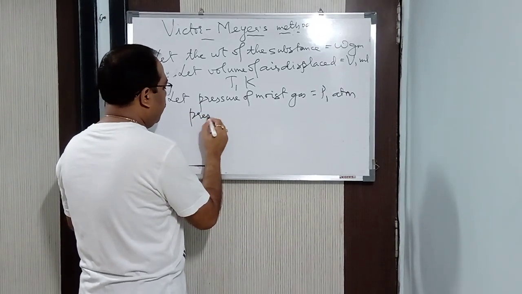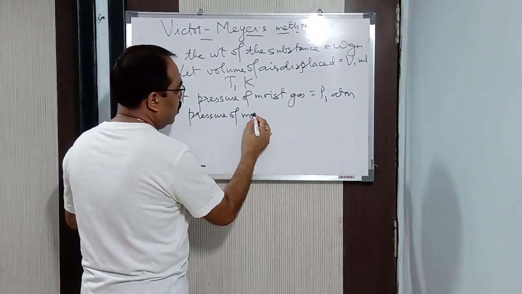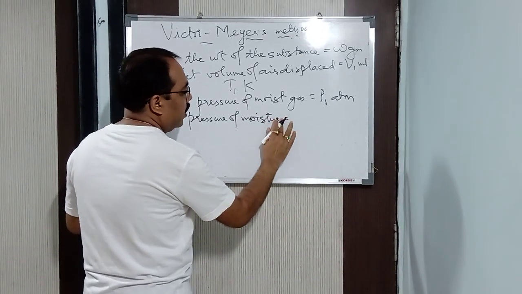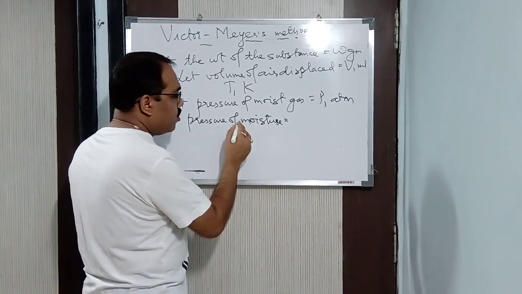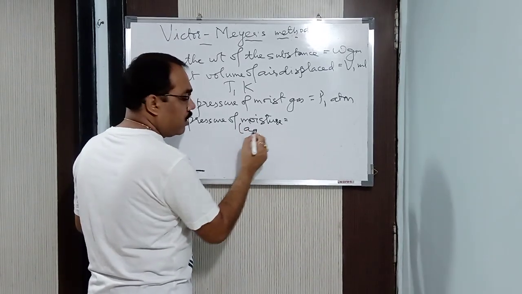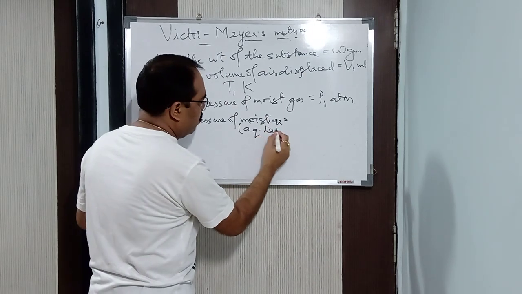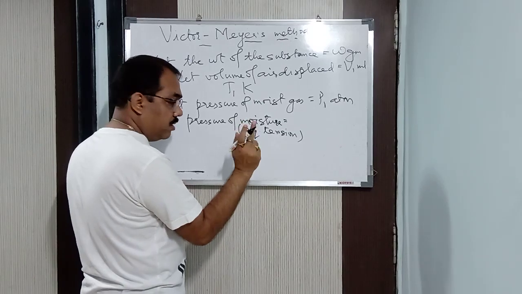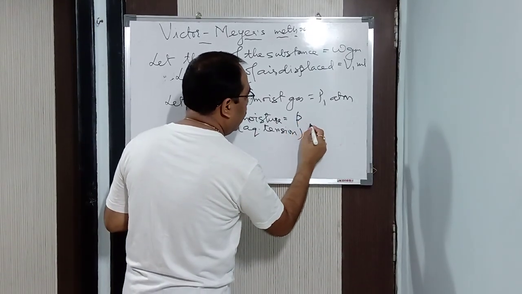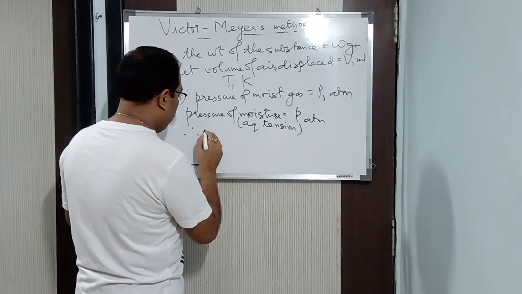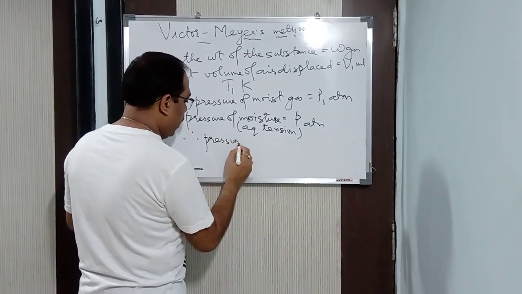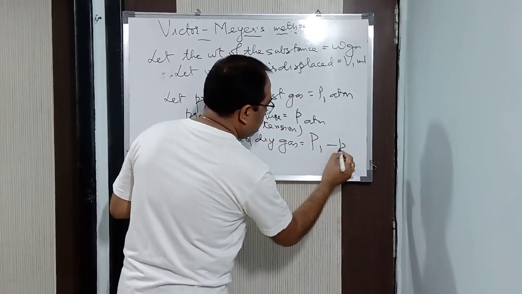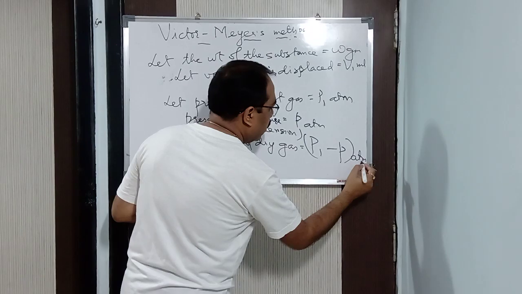Now, pressure of moisture. Very simple it is. From the pressure of the moist gas, if I remove the moisture, what will I get? I will get the pressure of the dry gas. In this method, a word is used: aqueous tension. Aqueous tension means the pressure of moisture. Mind it. Let us say it is small p atm. Therefore, the pressure of the dry gas will be P1 minus small p atm.